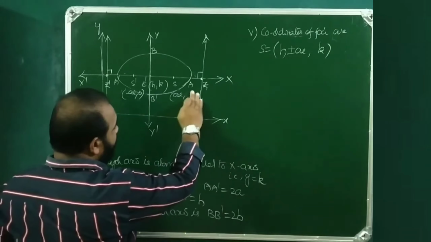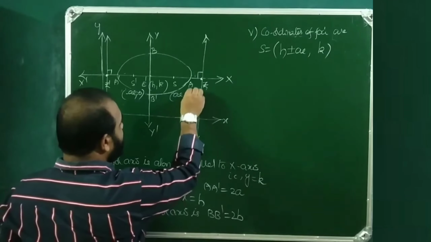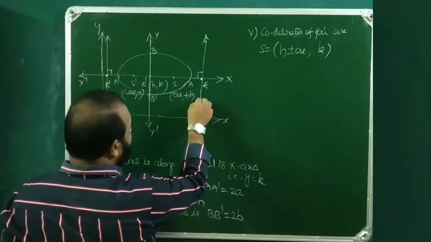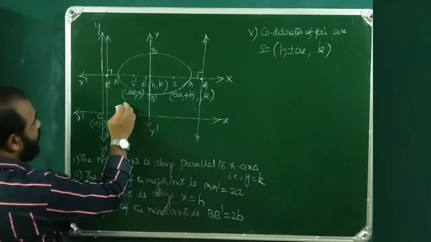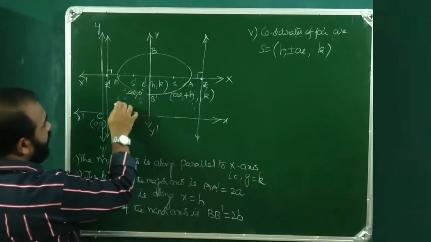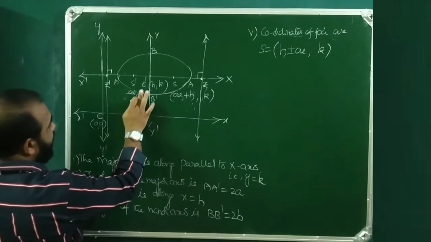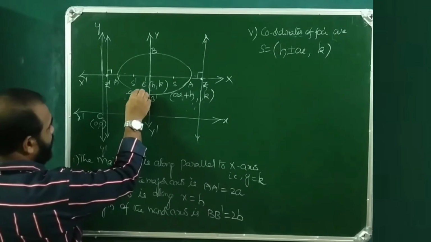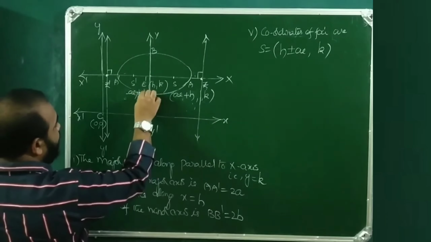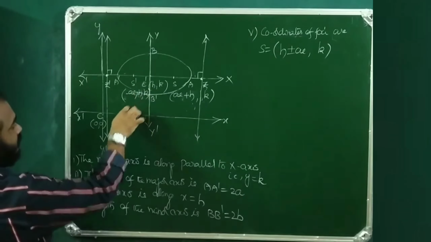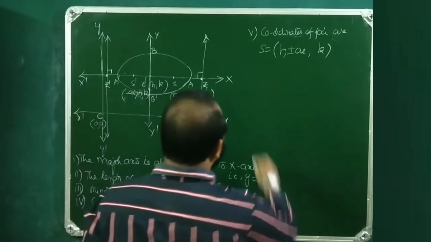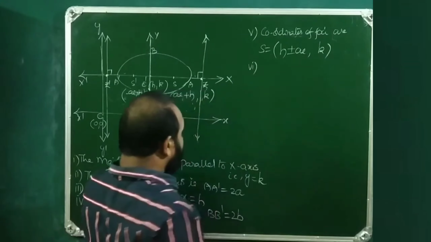So here this is AE plus h comma k. Here this is minus AE plus h comma k. Okay.